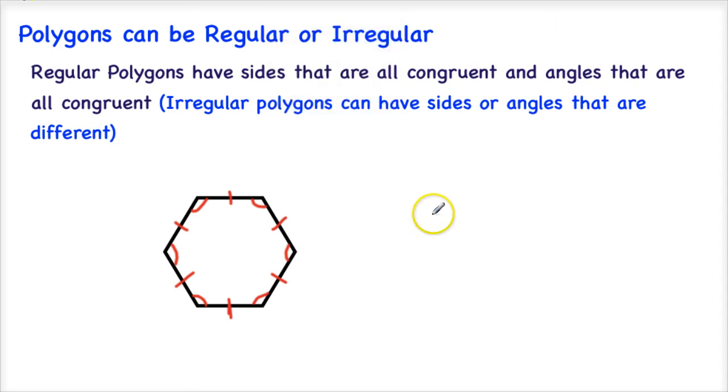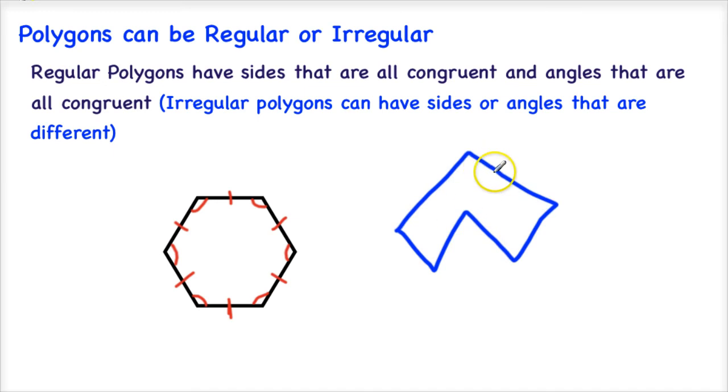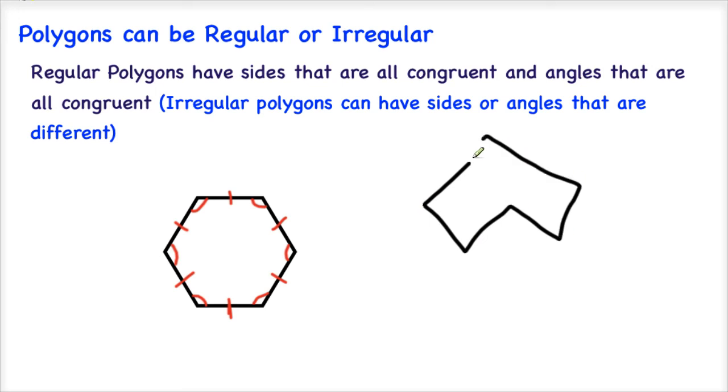So like I just drew on the other side, that's also a 6-sided polygon, but it's not a regular one because these angles are different. This angle is on the inside, and this is obviously going to be much different than this angle here. And these sides here are much longer than this side here. So this is irregular. This is what we would call regular. It's still fine, still a polygon, just looks a little bit different.